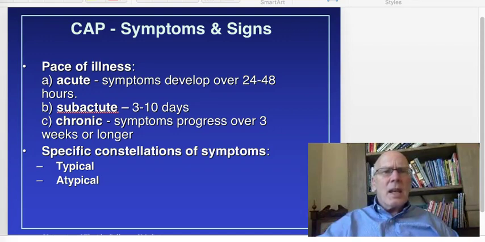When assessing any infectious disease, it is important to estimate the pace of illness. Is the onset of disease acute? That is, did symptoms develop over 24 to 48 hours? Subacute, 3 to 10 days? Or chronic, symptoms progressed over 3 weeks or longer? And also to ask about specific constellations of symptoms to indicate whether the patient has typical or atypical pneumonia.